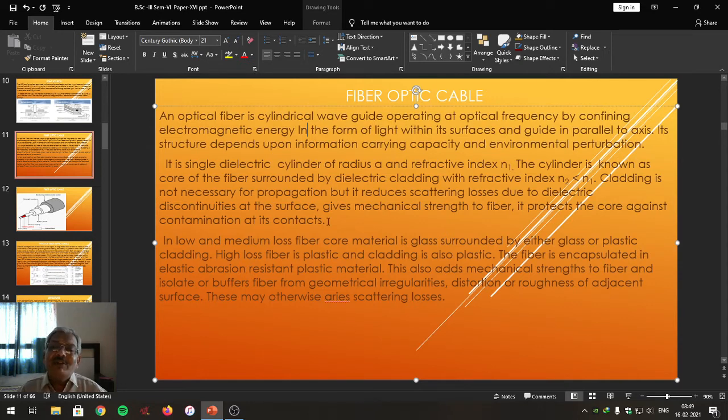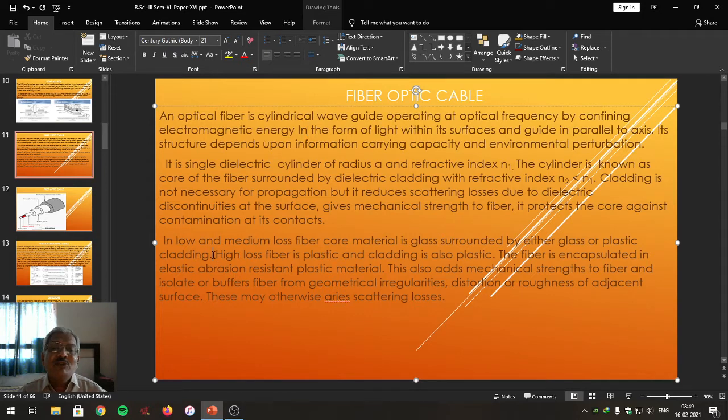Contamination means, in Marathi we can call it as a samsarga. Against that particular contamination it is going to be protected, and that is the role of cladding, which is coated around the core. Within the core, light radiation travels. In low and medium loss fiber, the core material is glass, which is surrounded by either glass or plastic as the cladding.